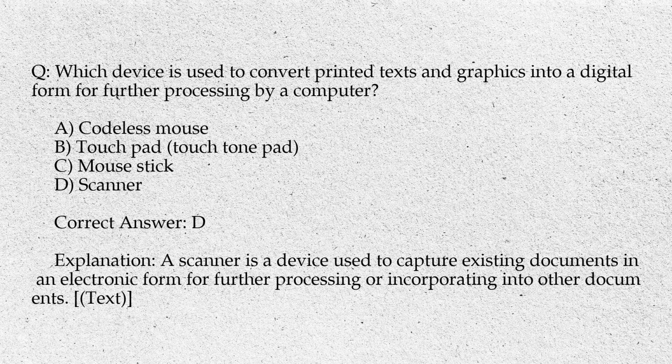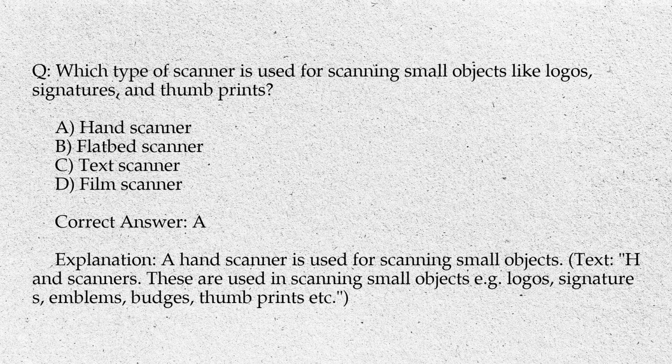Text. Q. Which type of scanner is used for scanning small objects like logos, signatures, and thumbprints? A. Hand scanner. B. Flatbed scanner. C. Text scanner. D. Film scanner. Correct answer, A. Explanation. A hand scanner is used for scanning small objects. Text: hand scanners are used in scanning small objects, e.g., logos, signatures, emblems, badges, thumbprints, etc.